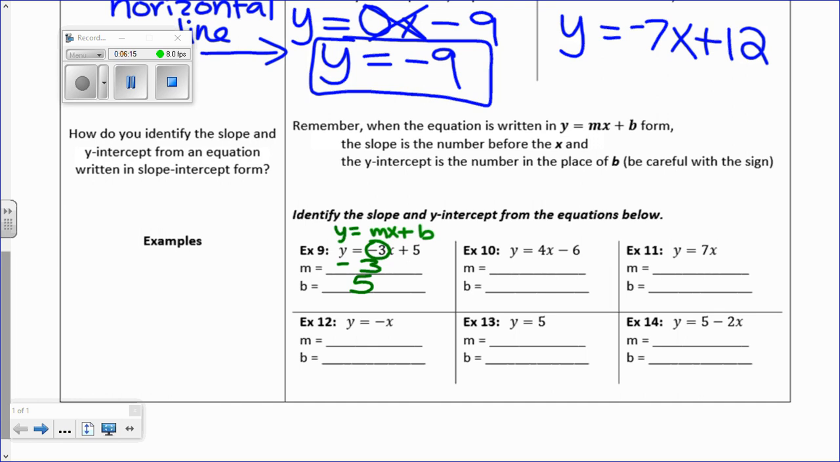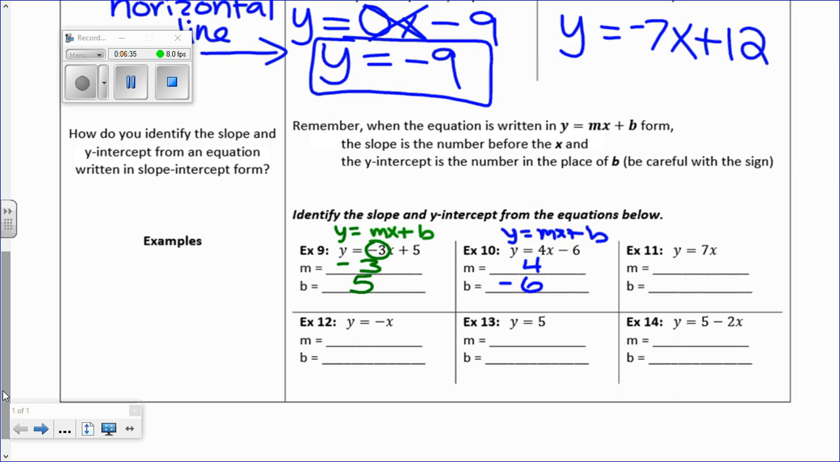In example 10, we do the same thing. This is in y equals mx plus b form. So your m, which is your slope, would be 4. And your y-intercept, be careful, it's a -6. So your y-intercept would be -6.